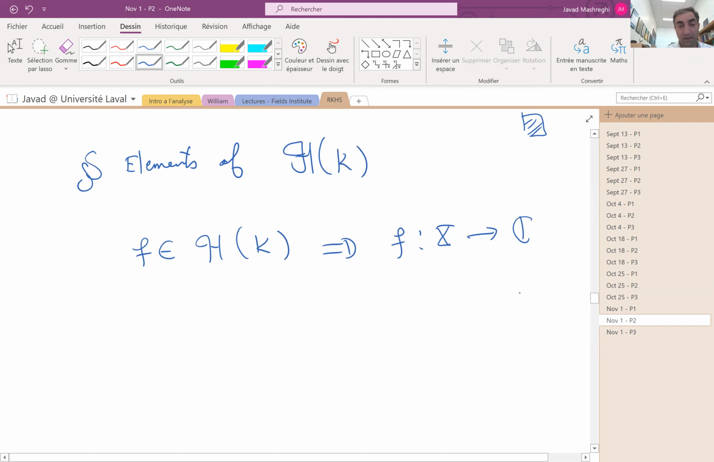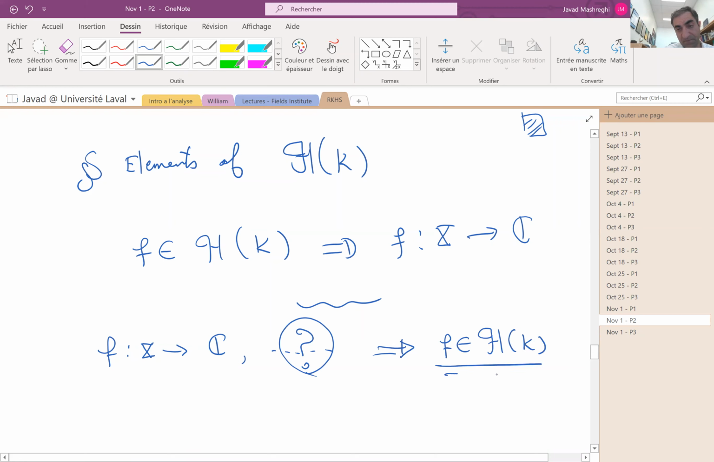But on the other hand, if F is a function given on X with values in C, we need some extra assumption. And here is what we want to study: under this extra assumption, we can conclude that F is in H. Very valuable result if we can get it. We will see one of them here.